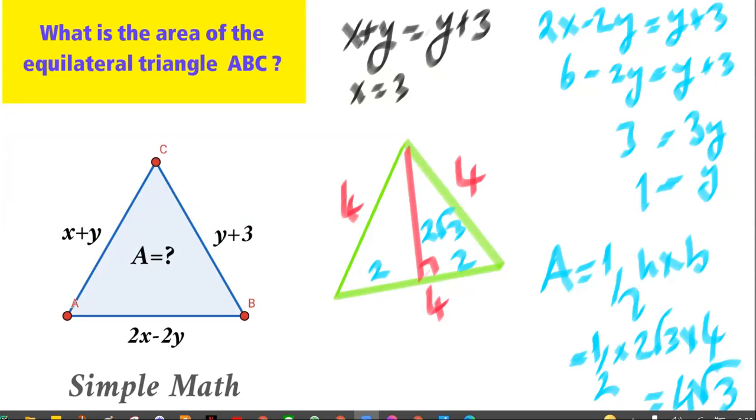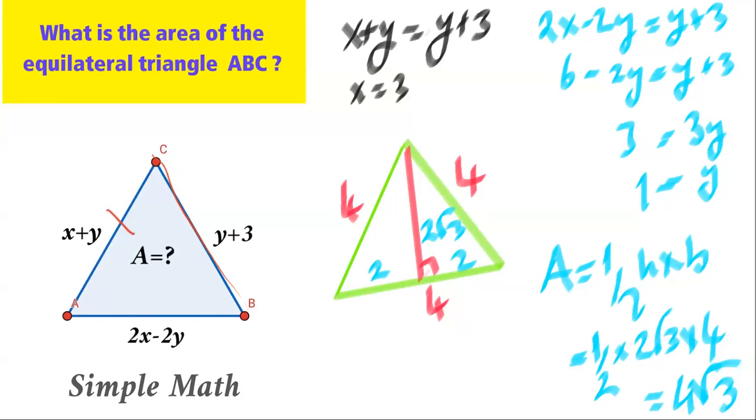So this is our first question. We have an equilateral triangle and some side relations are given. The question asks for the area of the triangle. For an equilateral triangle, all sides have equal lengths, so we can equalize these two expressions because they are equal in size. So the y's cancel, and we get x is 3. First, if you want, you can substitute 3.